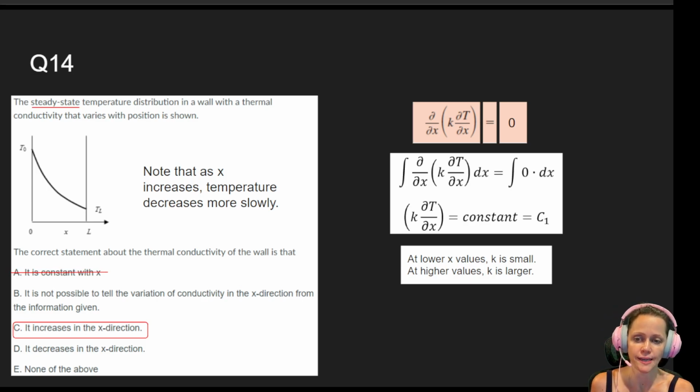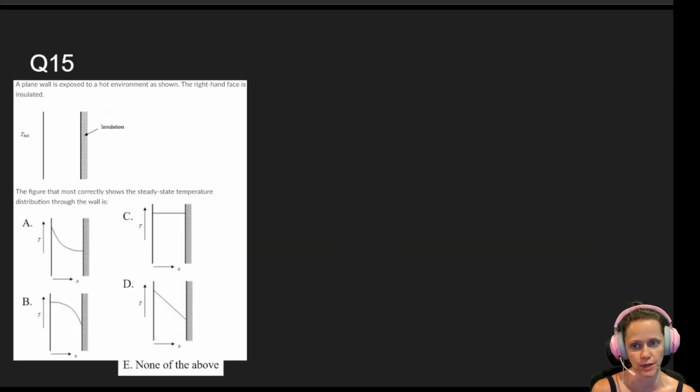But what it is, you could see that if that value, k dT/dx, is equal to a constant, as dT/dx goes up, k will have to go down to compensate. So you can see at x equals 0, towards the left, the slope dT/dx is bigger, and so the k is going to be smaller. But as you go up in x, the slope gets a little bit more flattened out, so dT/dx goes down and k goes up, so it increases in the x direction.